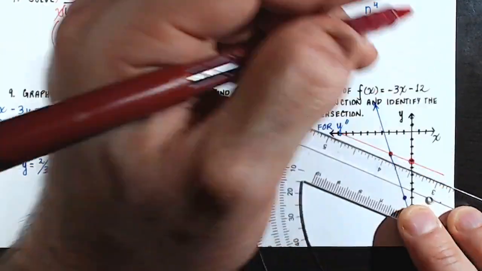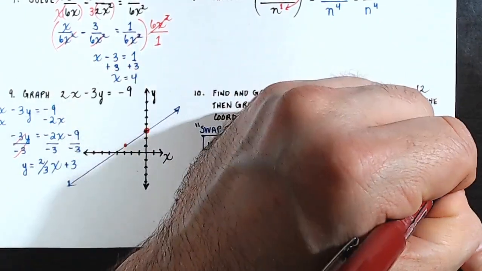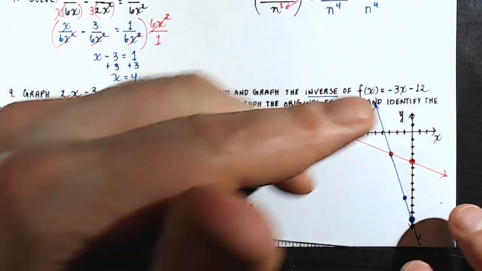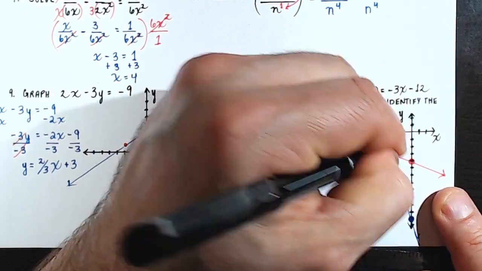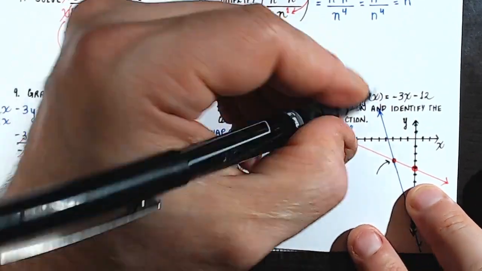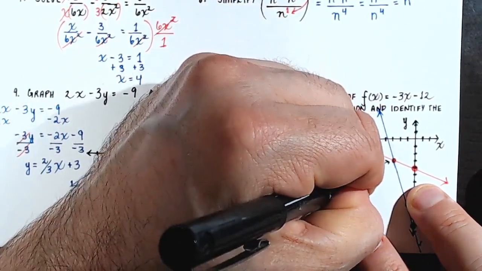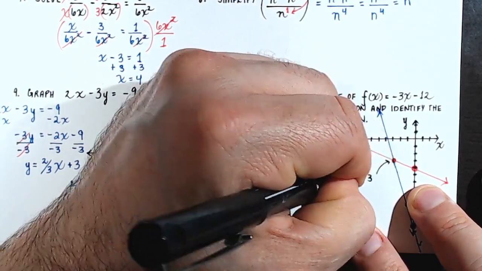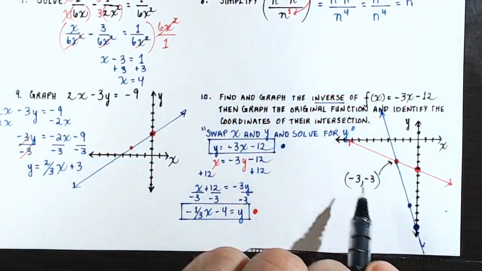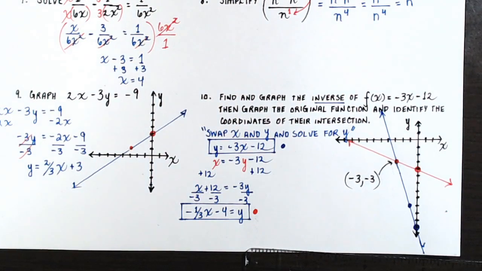And we can already see where they intersect. The intersection point right here is -3, -3. And that would be the solution to the system of linear equations given these two linear equations.